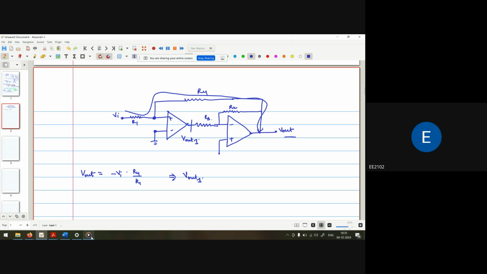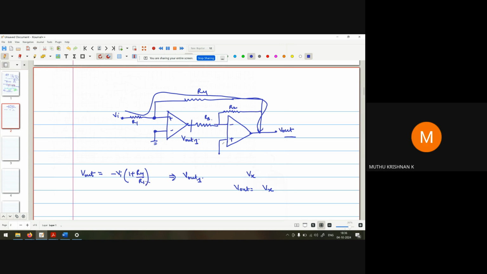Can I explain it? I am taking Vx. Vout1 is the Vx. So what is the relation between Vx and Vout? It is again a negative feedback. Because of this one, it is minus Vi1 plus R4 upon R1.